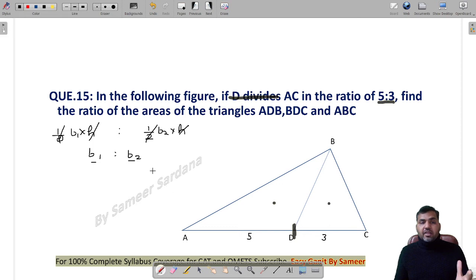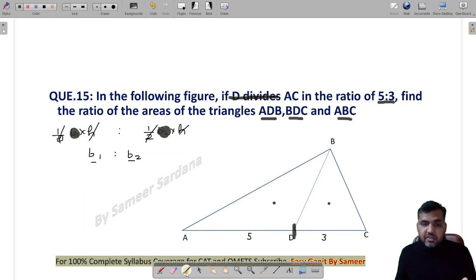So therefore this is something very important. How would you know that triangles have the same height? If the bases of the triangles lie on the same line and they have the same vertex, in that case you can say that the height would be the same. For example, look at the triangles ADB, BDC and ABC. Look at these 3 triangles.